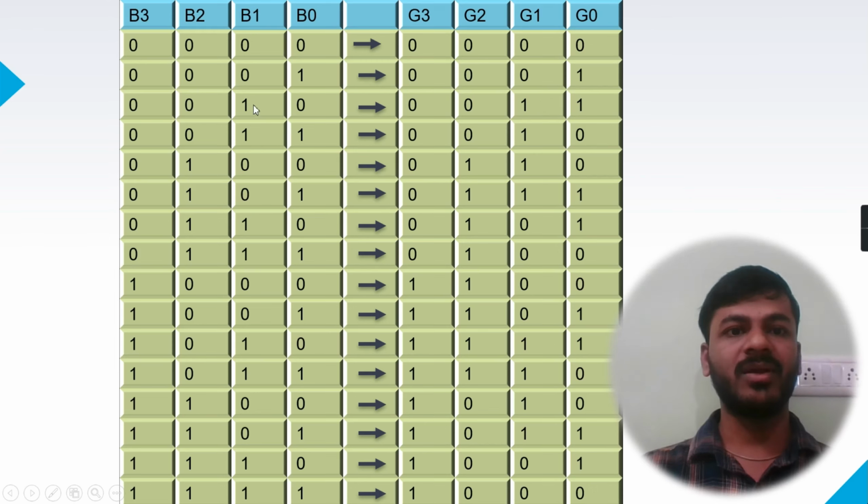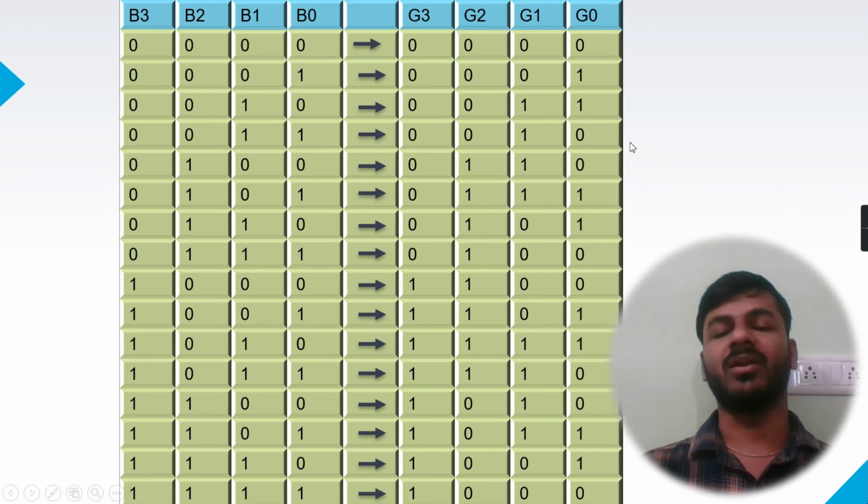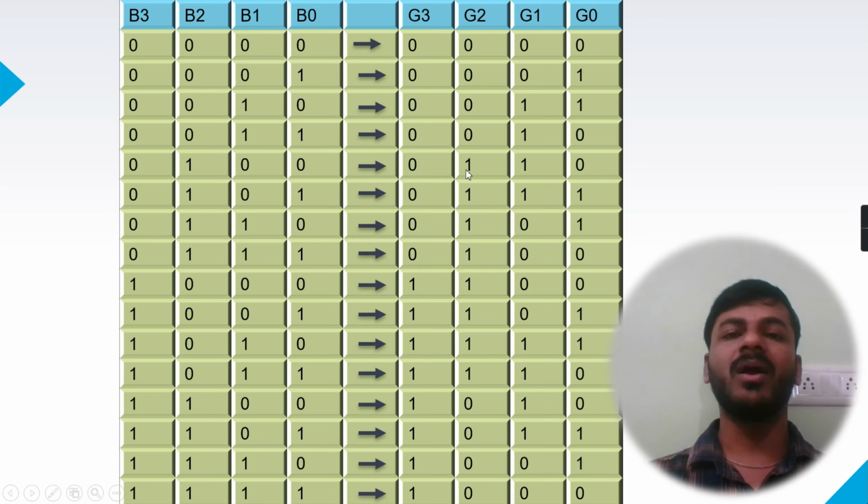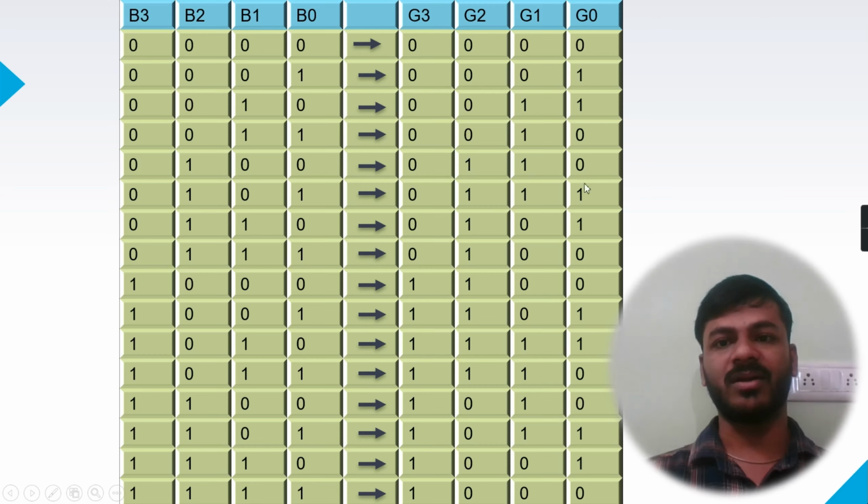Now XOR between B1 and B0, that is 1 and 0, that is assigned to the output G0. So here you can see output G0 is 1. Similarly, we have converted all the binary code into the gray code. Okay, now let's jump to the RTL design implementation of the 4-bit binary to gray code converter.